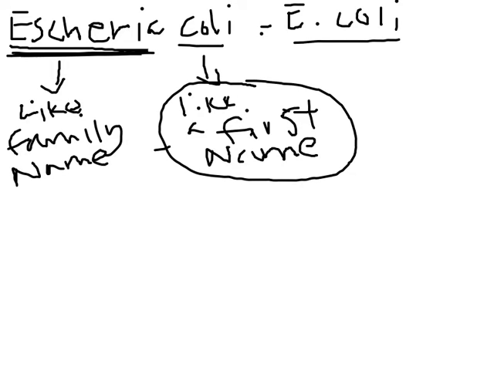The other thing that you need to know here is that this last part, the coli part, is often either named for somebody who discovered it, named for where the species was discovered, and also sometimes it's a description. So for example, Quercus alba.